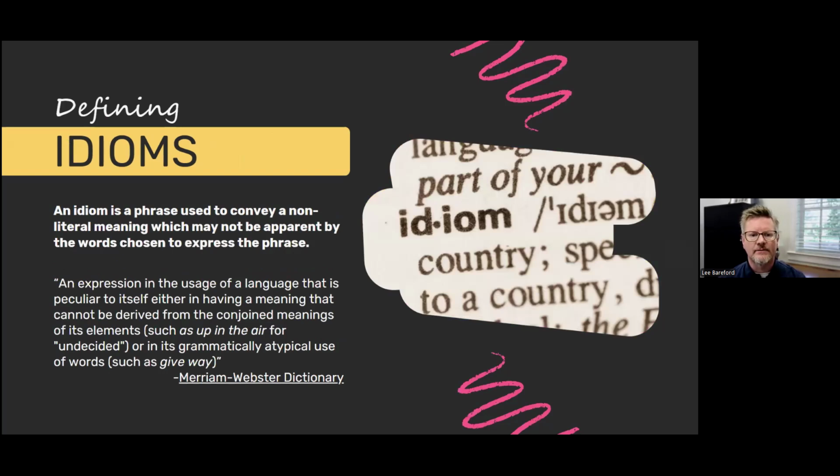We define idiom as a phrase used to convey a non-literal meaning which may not be apparent by the words chosen to express the phrase. That one's a little bit more opaque, particularly when we're engaging with students. So we often give examples from the English language, such as up in the air for undecided, or give way for yielding, or to let somebody pass. We stick to the fairly straightforward examples offered by Merriam-Webster in that case as well.